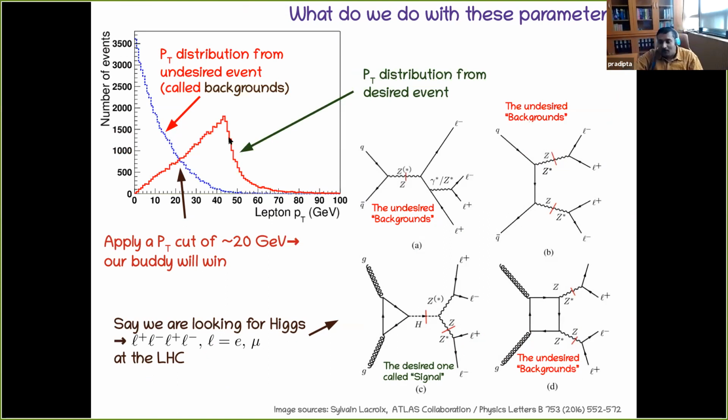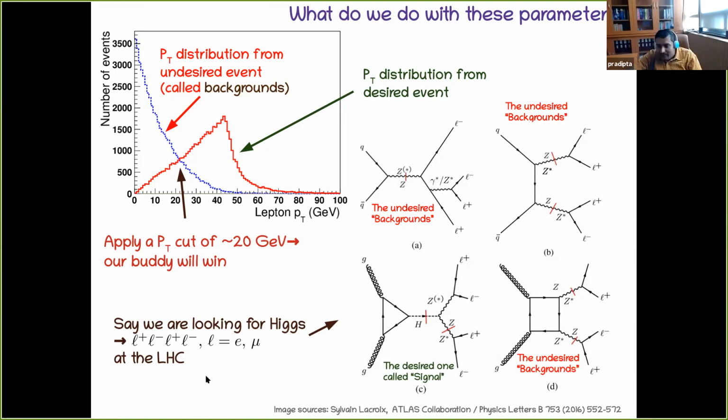Although these diagrams are rather complicated for your understanding, these are sample diagrams by which you can get a 4 lepton final state at the LHC. A few possibilities, not all. Now, I am interested in studying this when they are coming from the Higgs.